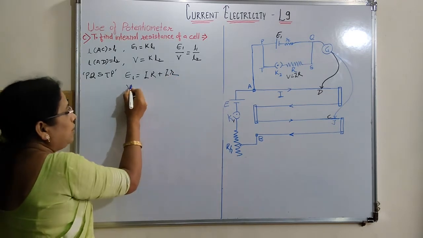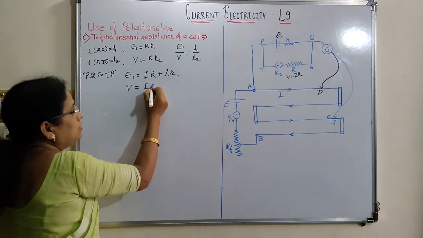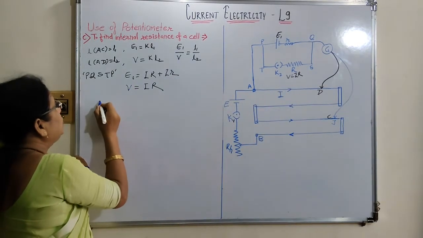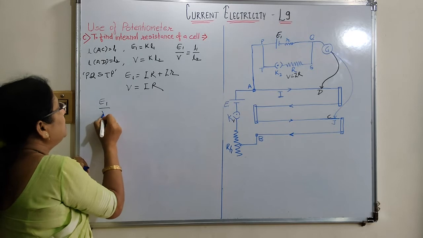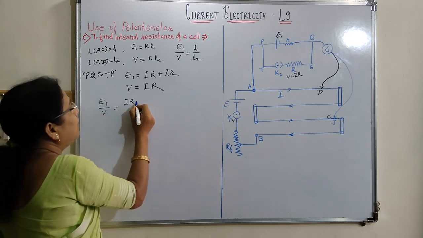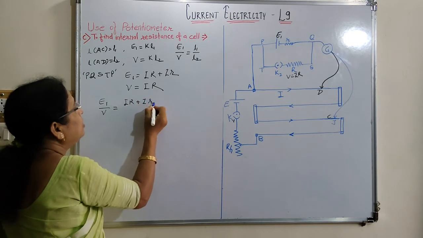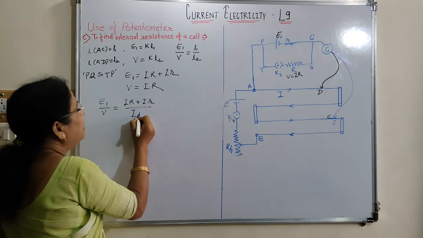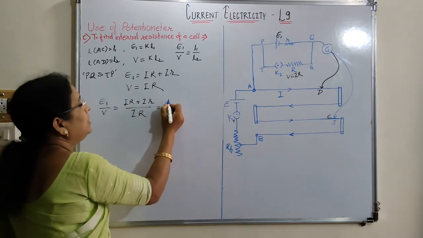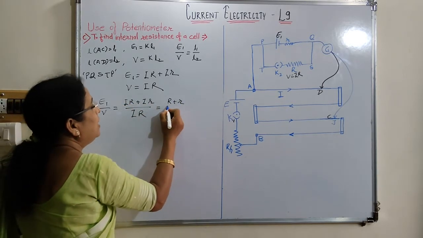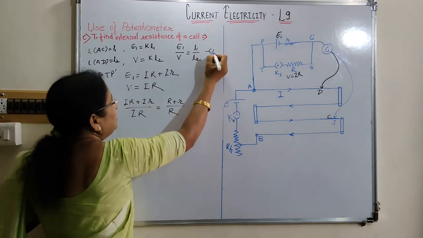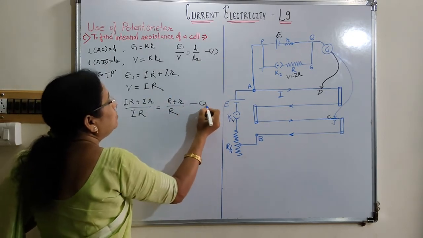And again by Ohm's law, we know that V is equal to IR. Now we get this ratio E1 upon V from this equation. E1 upon V is equal to I into (R plus r) upon I into R. Thus I gets common and cancelled. We can say (R plus r) upon R. Suppose this is our equation 1 and this is our equation 2.